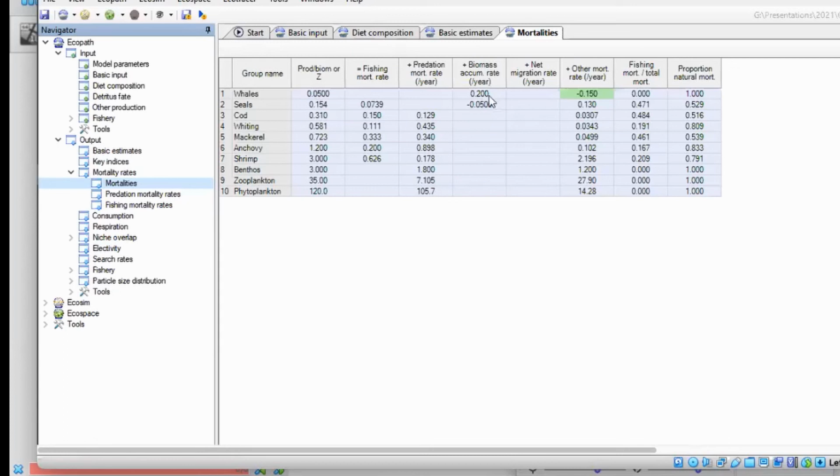So if you look up at the top here, see a really neat thing. This is the second master equation of Ecopath. Production of biomass equals fish mortality rate plus predation mortality plus biomass accumulation plus net migration plus other mortality. It's an equation that's here, second master equation. So 0.05 plus 0.2, then we estimate this one has to be minus 0.15, which is not possible. So there's a problem with this. That's what I look for.